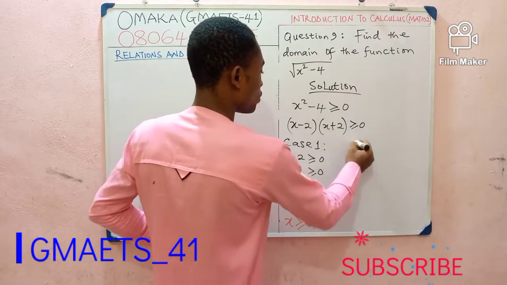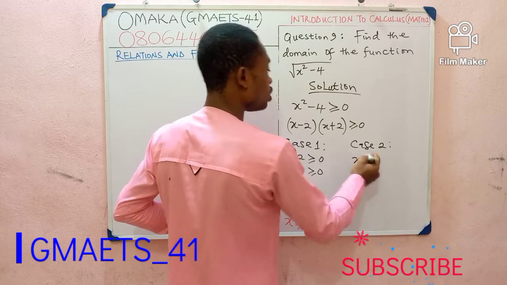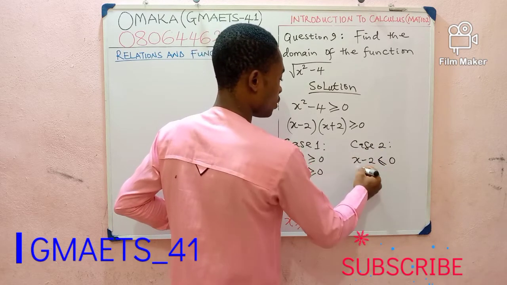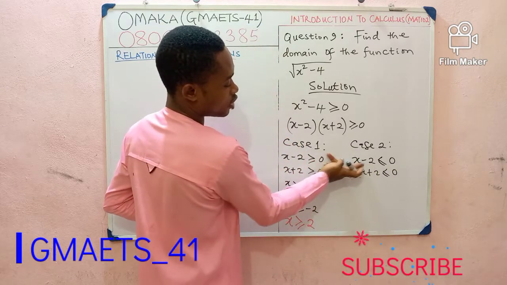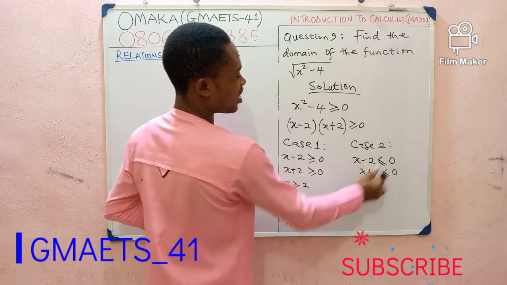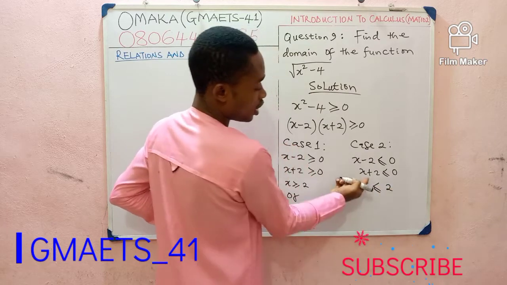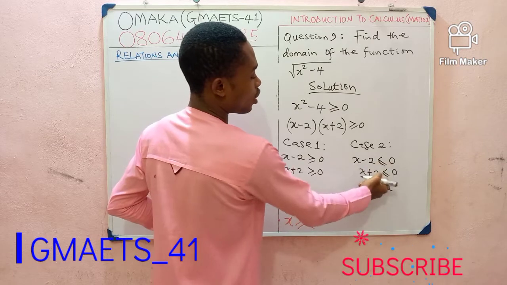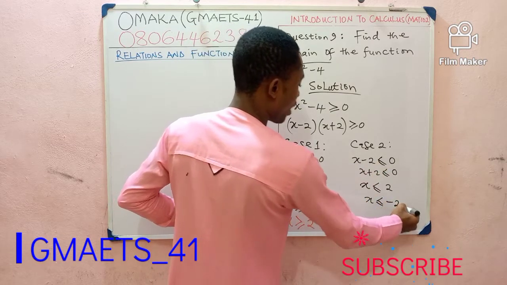Now we go to case 2. In case 2, we have that both of them should be less than or equal to 0. From this first aspect, x minus 2 is less than or equal to 0. If you solve it, you have x is less than or equal to positive 2. Then coming here, x plus 2 less than or equal to 0. If you solve it, you have x is less than or equal to minus 2.